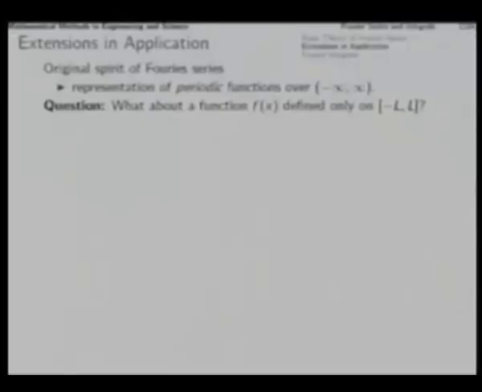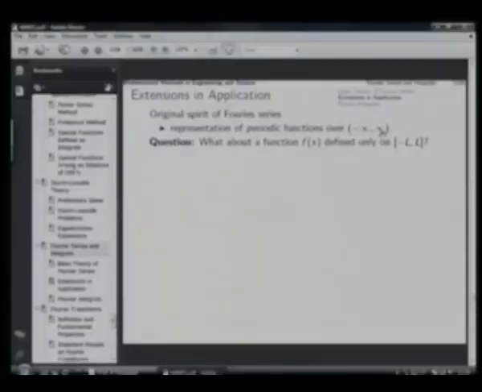Okay. Now, there are a few extensions which we apply when we need to have Fourier series in special situations. For example, the original spirit of Fourier series is the representation of periodic functions over this infinite interval. Okay. So, that is minus infinity to plus infinity, that periodic function is represented completely. Now, what about a function which is defined only on a finite interval, and outside that there is no definition? What do we do for that function?